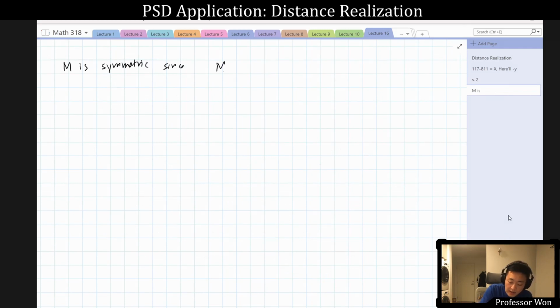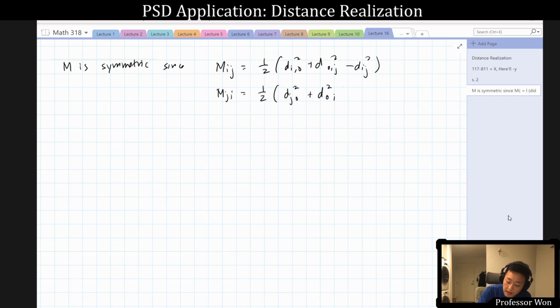since, what is Mij? Mij is 1/2 di0 squared plus d0j squared, minus dij squared. And Mji is 1/2 dj0 squared plus d0i squared minus dji squared. But by the conditions that we put on the matrix, this value is the same as this value. This value is the same as this value. And this value is the same as this value because we made sure that the dij's equal the dji's.